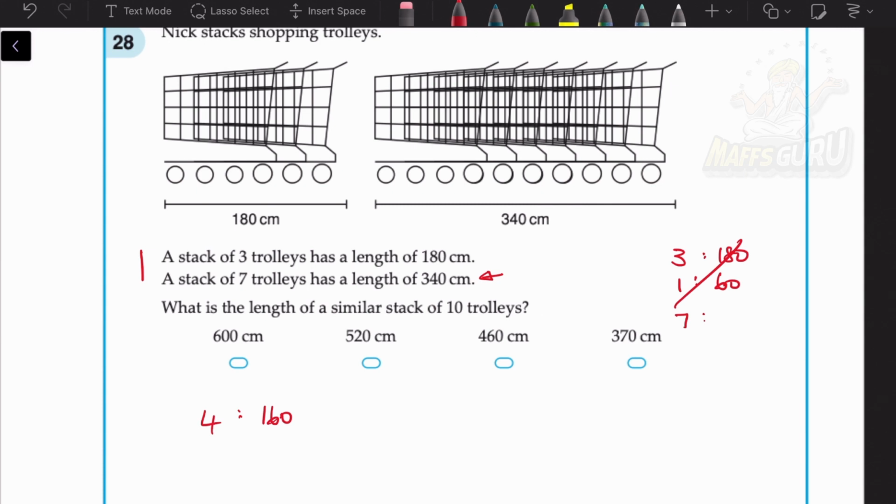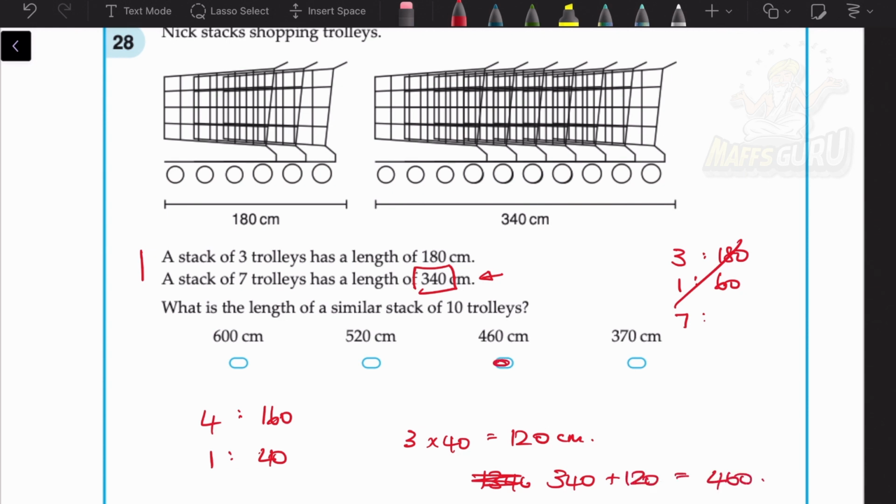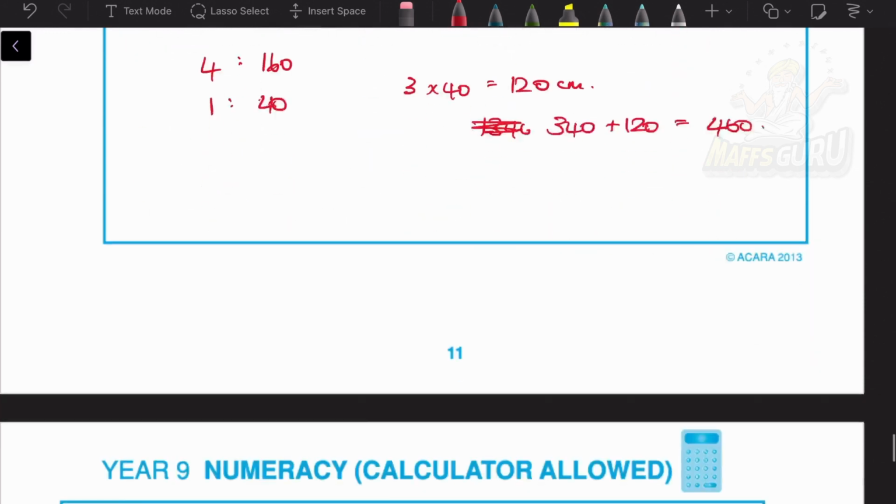And so every one additional trolley gives me 40 centimeters. So if I'm going from seven trolleys to 10, I'm adding three more trolleys, three lots of 40, which is 120 centimeters. And thereby, I'm going to do 340 plus 120, which gives me 460 centimeters. I'm suggesting that's my right answer.